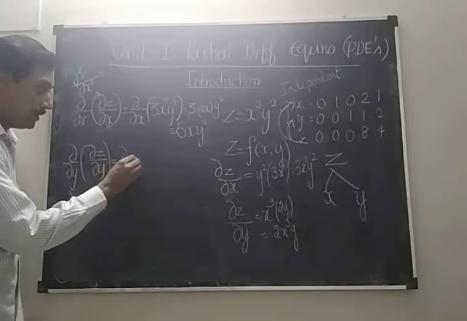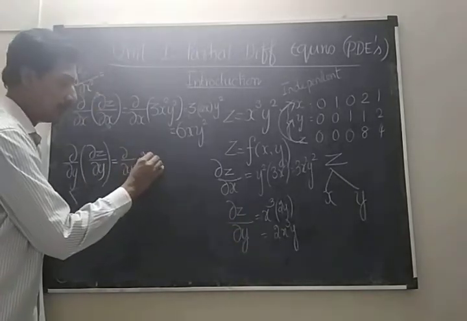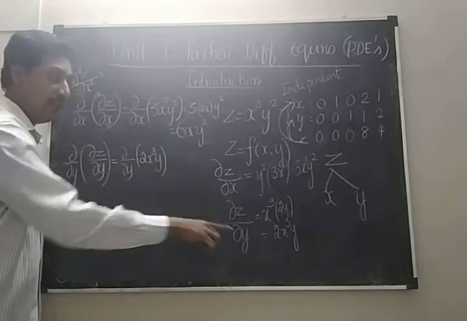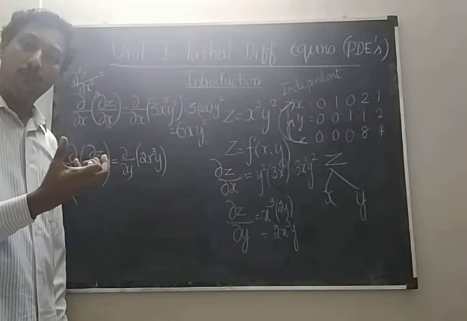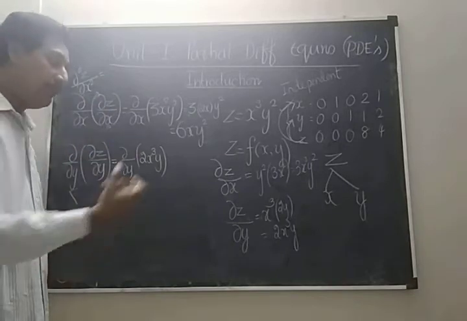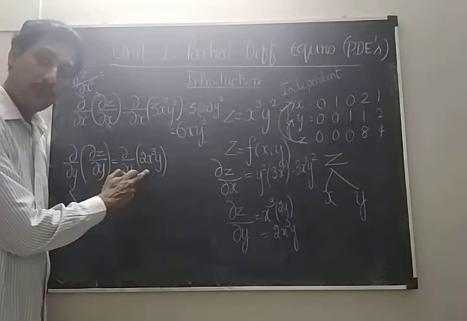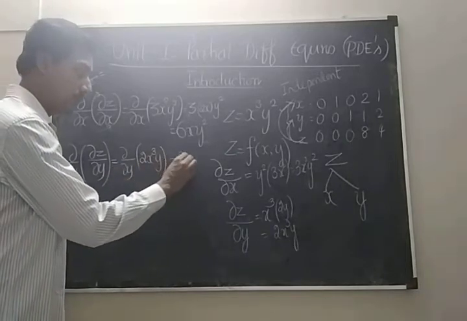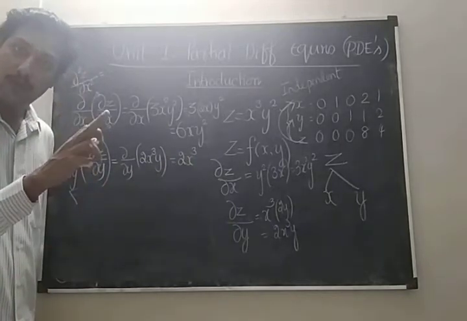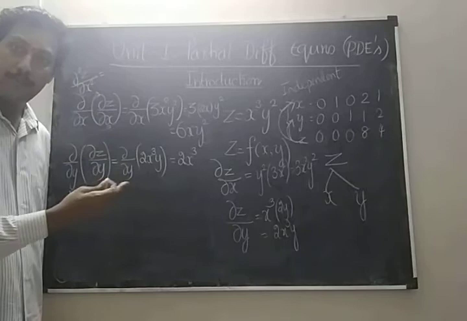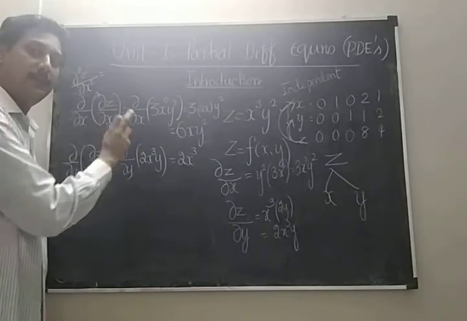So it's equal to dou by dou y of dou z by dou y. What is dou z by dou y? Already we have it: 2x cube y. So already the first time we did with respect to y. Take that resultant value, take that output, and differentiate it once again with respect to y. 2x cube is a constant, so it stays 2x cube. What about y? Y with respect to y is 1. That's right. So this is the second order partial derivative with respect to y.